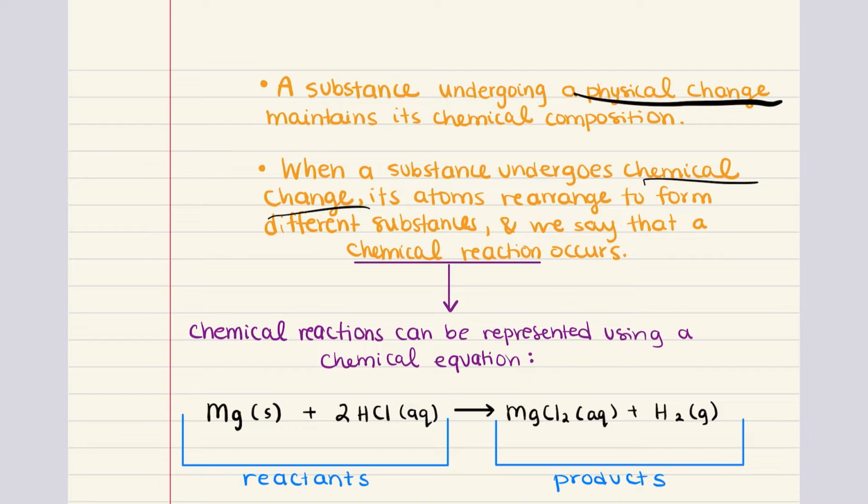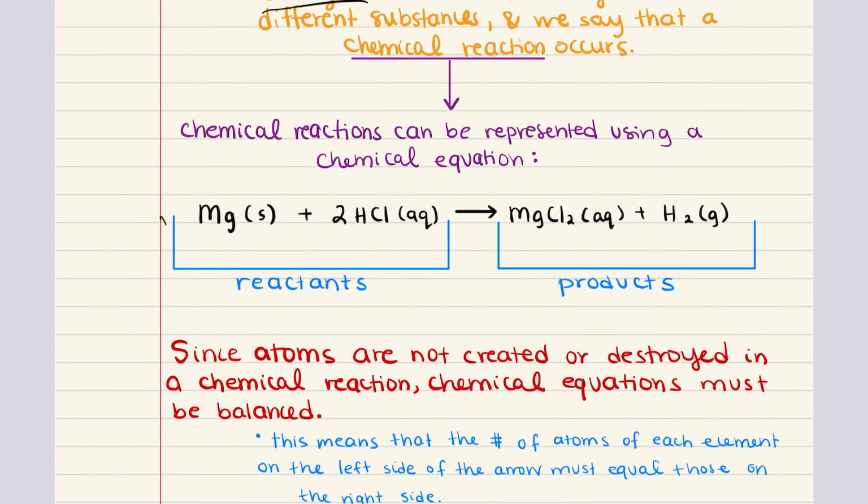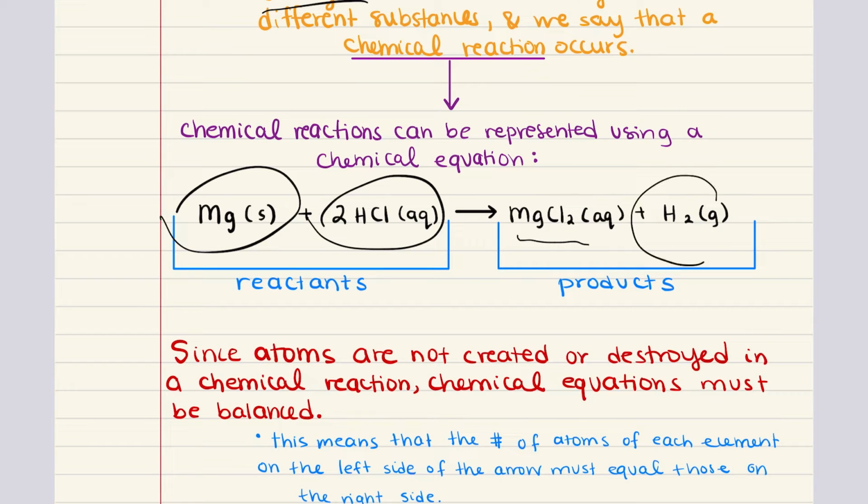For example, when we have solid magnesium metal that's placed in a solution of hydrochloric acid, the solid magnesium dissolves and hydrogen gas bubbles out of the solution. This is an example of a chemical change. This chemical reaction can be represented using a chemical equation. That's what we have written here, right? Mg plus 2HCl gives us MgCl2 plus H2.